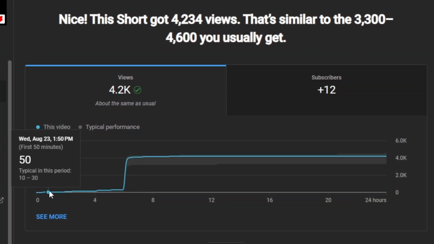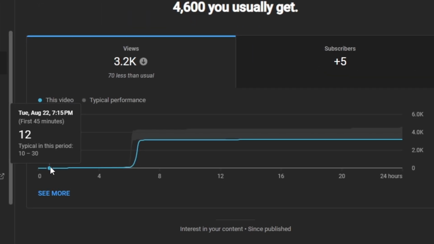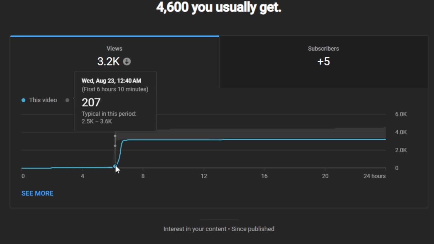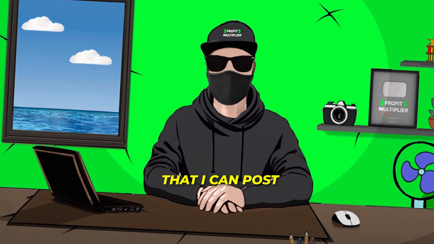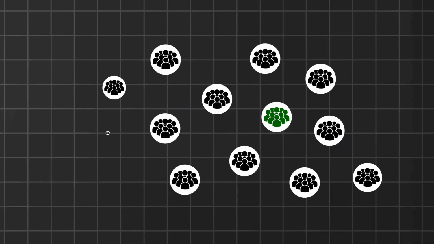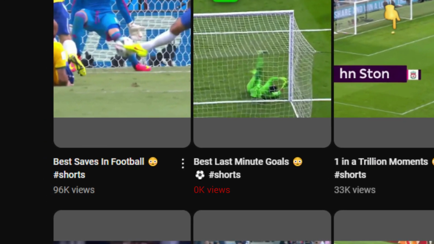In my local time zone, and I usually got that spike around 7 p.m. When I uploaded at 6 p.m. to get the spike at 7 p.m., instead, I got that spike at 5 a.m. It is because the audience is still not that wide that I can post whenever I want, so stick with one schedule for posting. YouTube is always in the process of finding the right audience for you, so if you get lower views now, don't worry, your time will come.